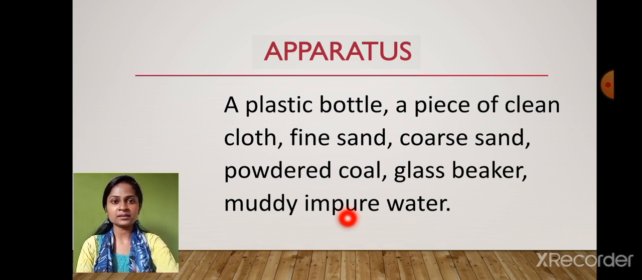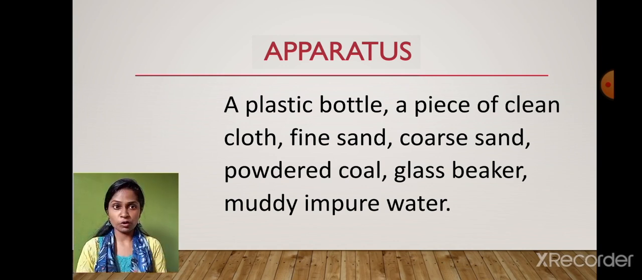If muddy impure water is not available, then simply we can take a glass of water and put one spoon of soil inside it. It will turn into muddy impure water, just to observe whether our experiment is going to work or not. Okay, so these are the apparatus which we are going to use today. Did you understand what type of apparatus will be required for today's experiment?